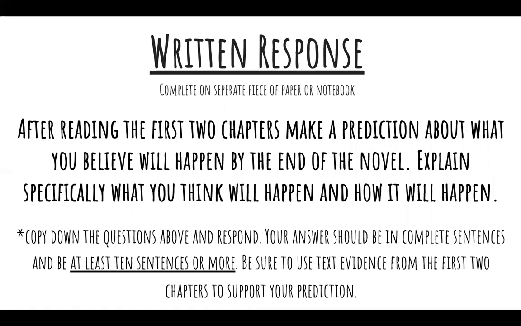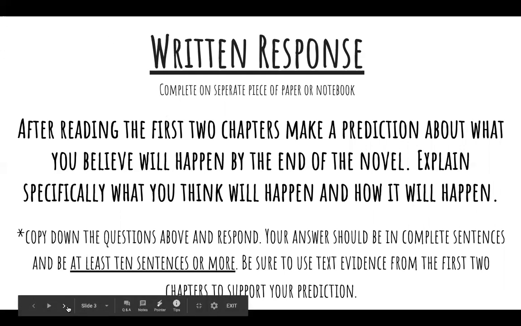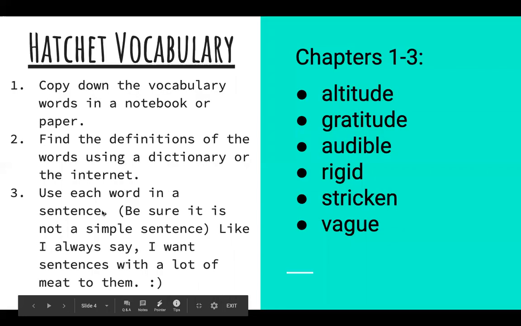So what do you think is going to happen with Brian? What is he going to do? What's he going to encounter? What do you think is going to happen by the end? Again, the directions below say copy down the questions and respond. In this written response, I want your answer to be at least 10 sentences or more, and always in complete sentences. Make sure you use text evidence based on what we already know from the book, from the first 2 chapters, and then go ahead and continue on from there. Again, you can use that PDF, go back and look at the chapters if you need to.